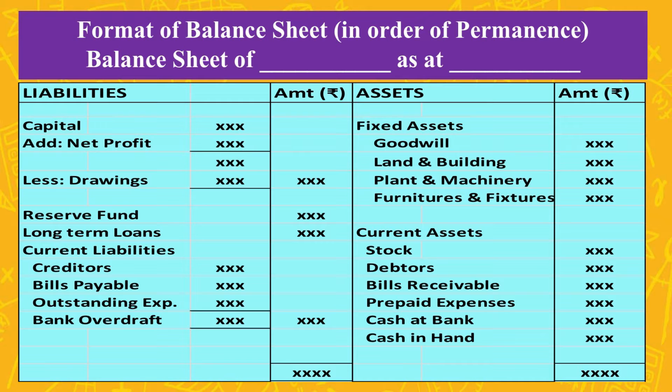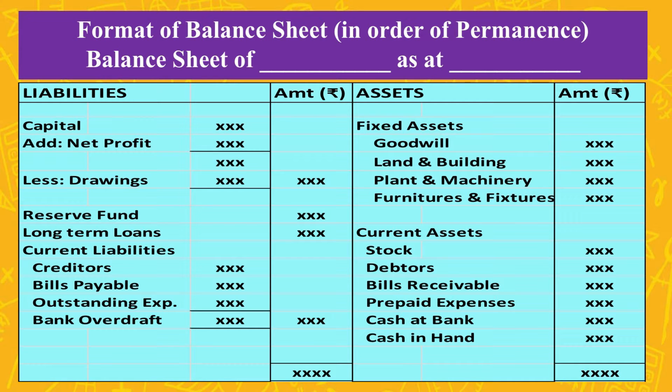Liability side, as we can see, capital, to that we added net profit. From there we deducted the drawings from the total, and then the net comes to the outer column, that is the amount column. Then we have reserve fund. If the question gives you reserve fund, that will appear on the liability side in the balance sheet. Long term loans, if there are any, will find a place under this head. Current liabilities, I have bifurcated. You can see we have creditors, bills payable, outstanding expenses, and bank overdraft. All of these, as a total, will take the total to the outer column.